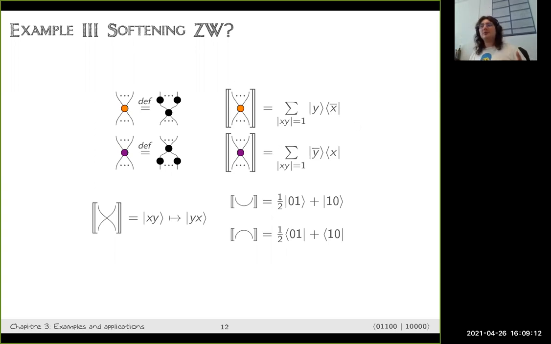So I hope it's clear. Don't hesitate to interrupt me. So here you see, I define those orange and indigo spiders. And to do that, I just take the black spider and I put the dualizer on top and at the bottom. And then you see the semantic of the compact structure is different. In fact, it's a compact structure with a NOT gate.